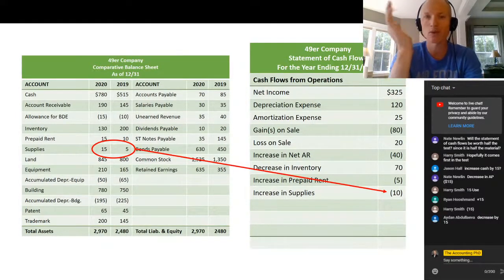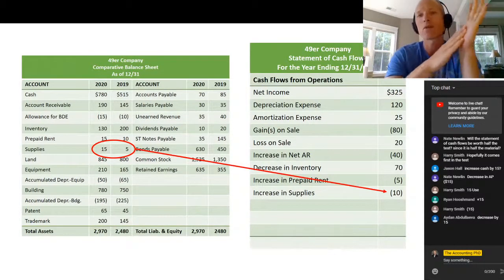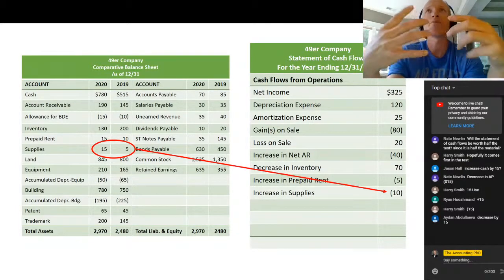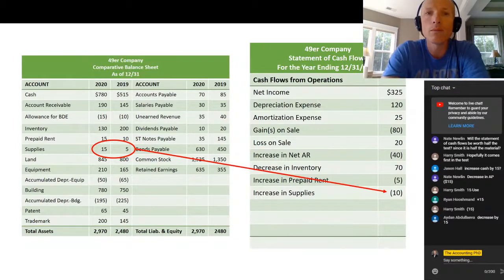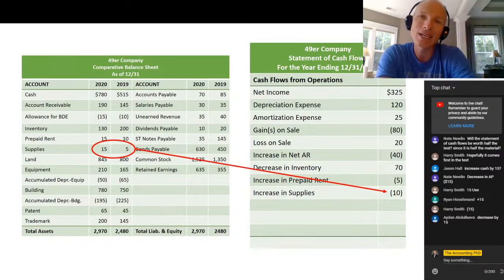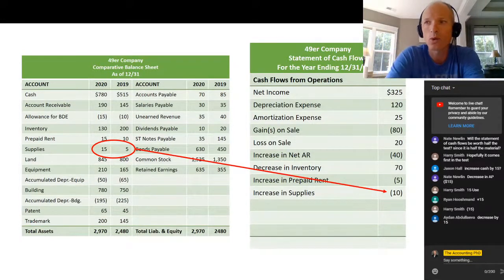If I have payables of 85 and then payables of 70, what's happened? Well, it means I've had to pay more of my payables. I've paid down my payables. Now, if I say paid down, does that feel like a source or a use?